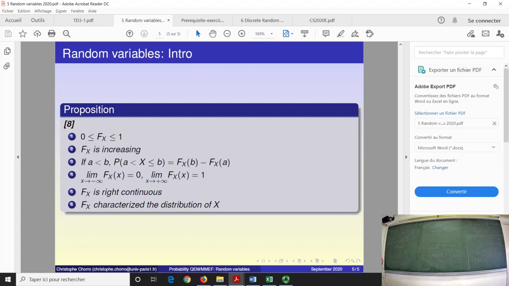So I have done the proof of the first property here, and I repeat that you can also prove that the limit of the distribution function at minus infinity is 0, as we have seen in the case of the indicator function. The fact that its limit at plus infinity is 1. The fact that it is right continuous. What is the meaning of right continuous?